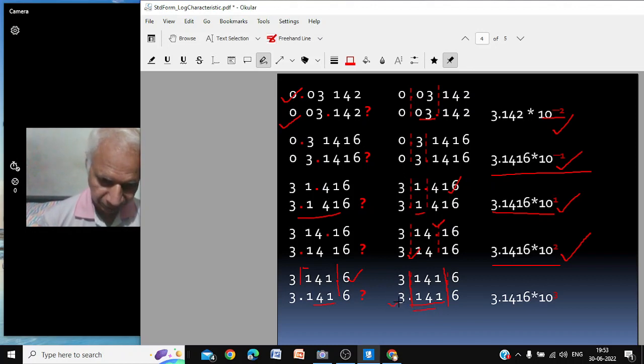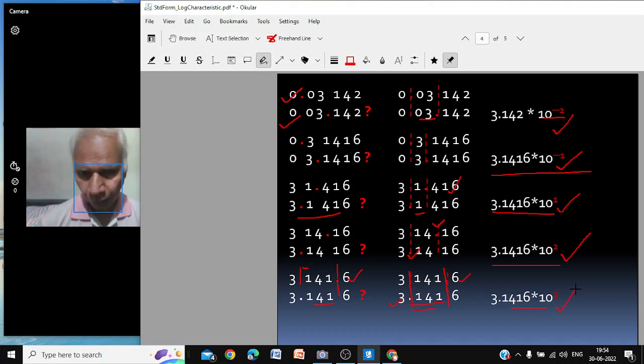But from the new number, if you want to get the original number, you have to shift the decimal point 3 places or 3 digits to the right. So shifting to the right would mean plus 3, so 10 power plus 3. And the characteristic when you take the logarithm would be plus 3.